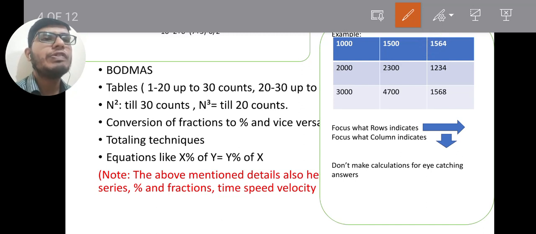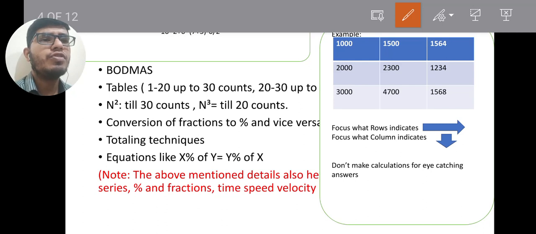1000, 1000, 1000 will be 3000. Then I will go for the 100th digit, so that is 500. 3000 was already there: 3500, 3700, 4200. Then I'll go for the 10th digit: 4260, 4290, 4350. Correct. So upwards I'll go for the last one: 4354, 4358, and 4366. So this is what calculations we do.